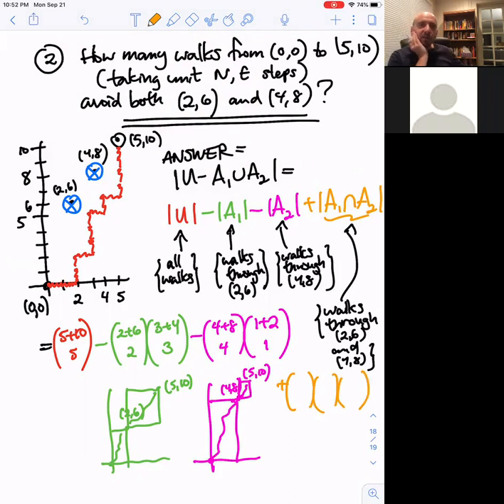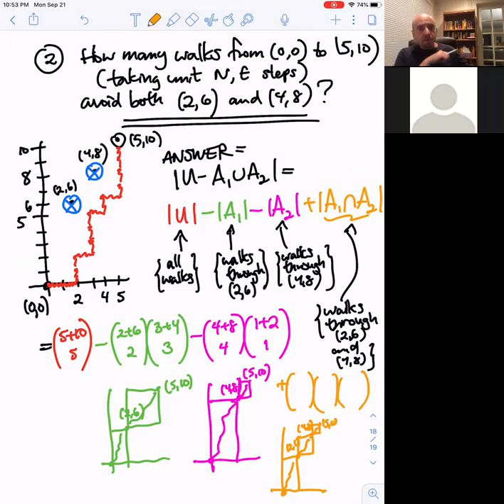3 binomial coefficients multiplied together, because the picture is, I'm going to think of this walk, right? It starts at the origin. It's going to have to visit the 2, 6 via some walk. So that's the 2, 6. It's going to have to then visit the 4, 8 via some walk. And then lastly, it goes to the 5, 10 via some walk.